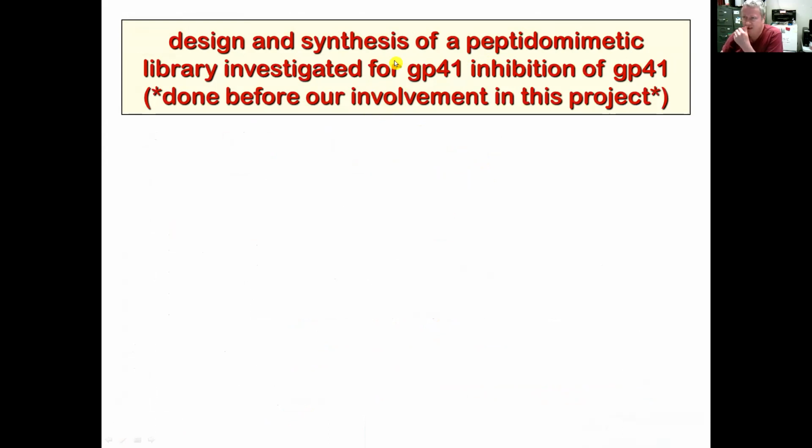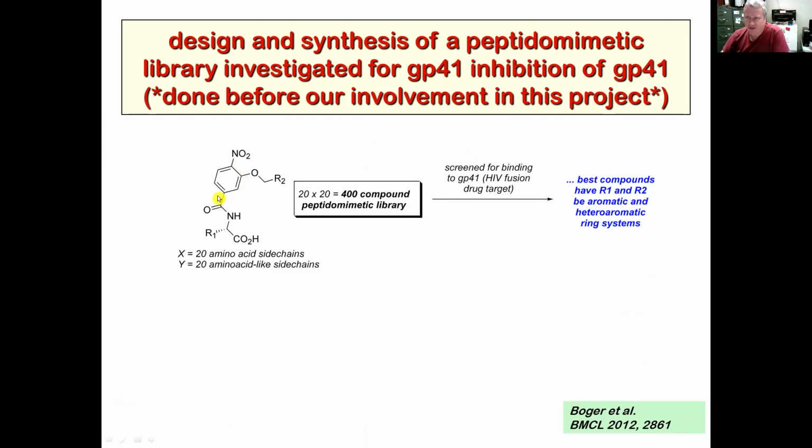So let's talk about our design and synthesis of a peptidomimetic library of molecules that could bind to GP41. This stuff was before our project. This was done by somebody else. It was actually by Dale Boger at Scripps Institute, who is a very accomplished chemist. But we were partially collaborating with Dale Boger. Basically, what they did is they took this scaffold. It's a benzene, nitro, and they call this a peptidomimetic, right? Because this does not look like a peptide, but it kind of has a semi-peptide structure because you have an amino acid, and then you also have a second R group. So you have R1 and R2, right?